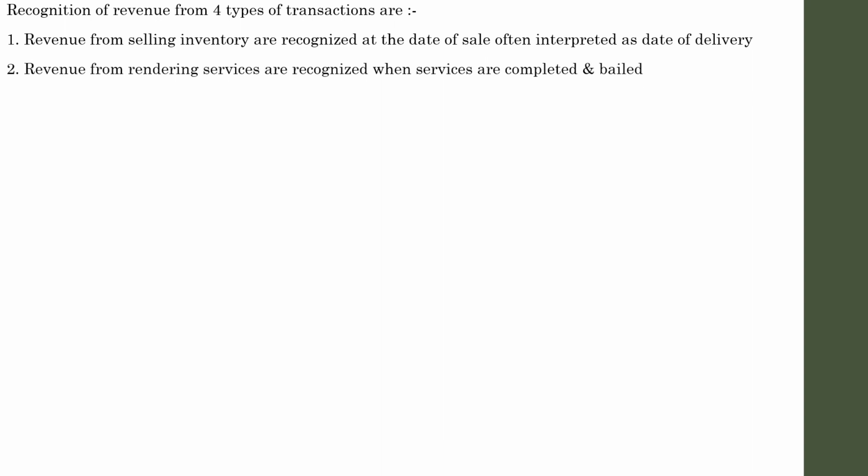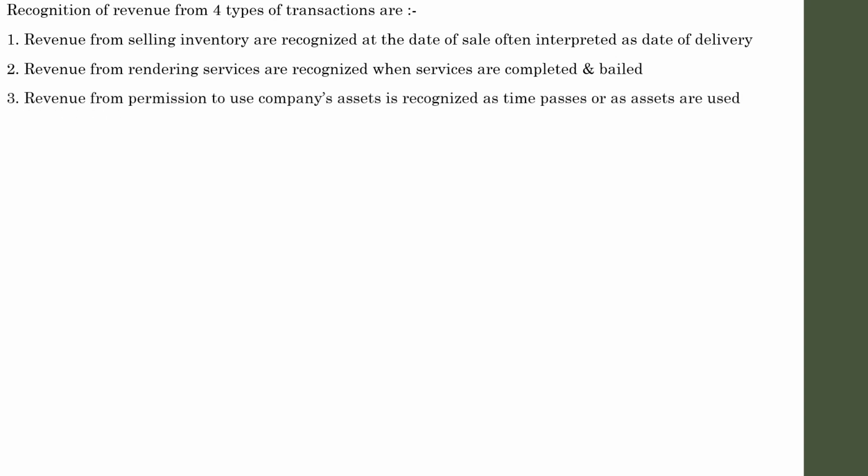Next one, revenue from rendering services is recognized when services are completed and billed. Completed and billed means the transaction should be complete. A half transaction or a part transaction cannot be considered a complete financial transaction and can't be recorded. We can record a transaction only when it is complete. Next one, revenue from permission to use company assets.